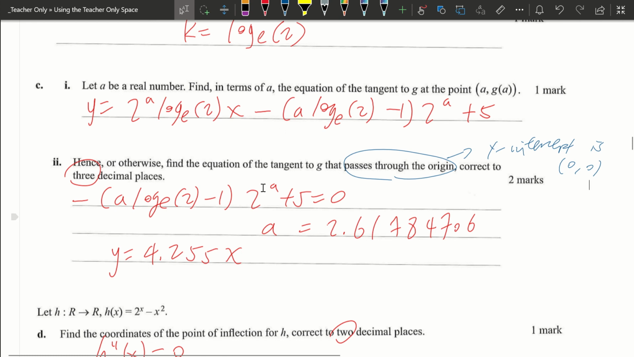I take the constant term in the tangent line rule, make it equal to 0, and solve in the calculator. A is this. And I sub this A back in, because the question is not asking for A, the question is asking for the equation of the tangent. So I still need to sub A back in to write 4.255.